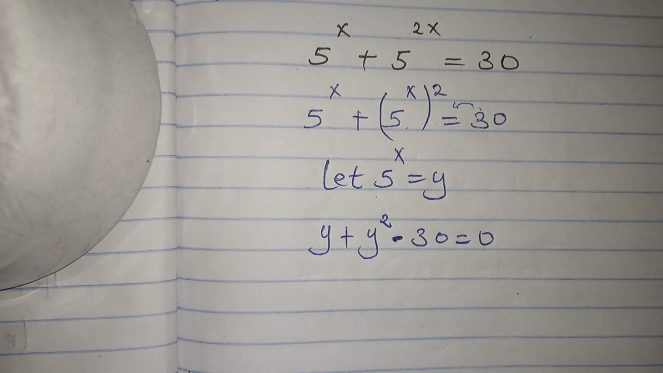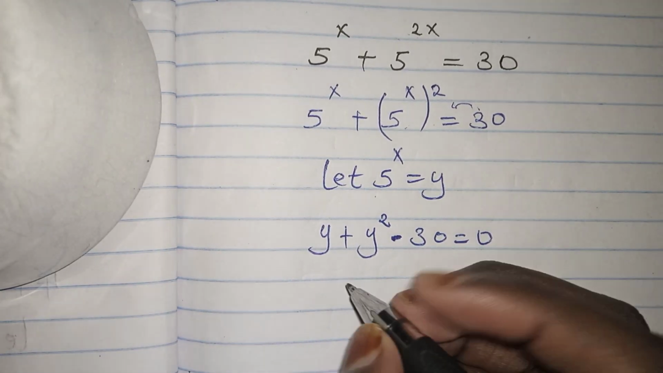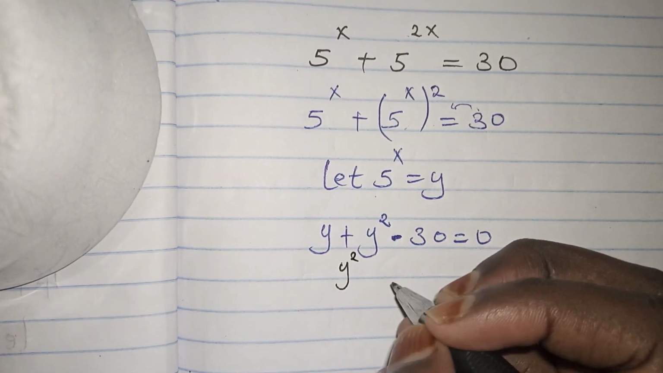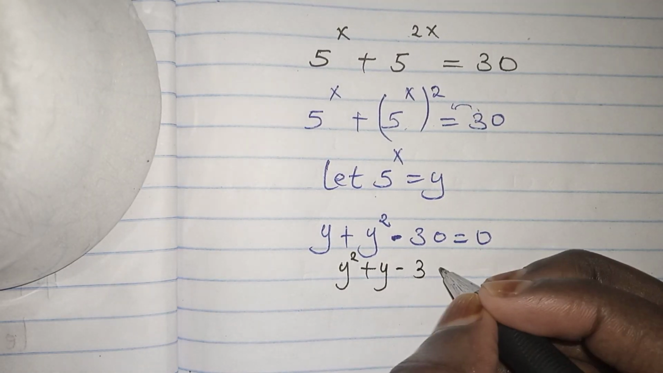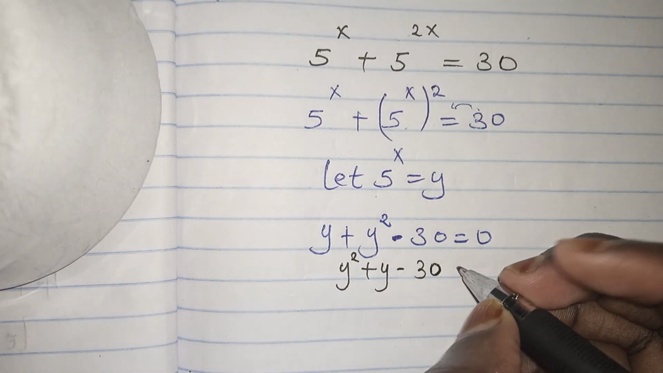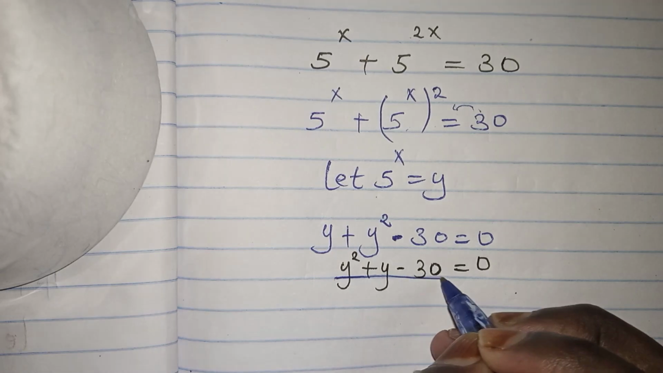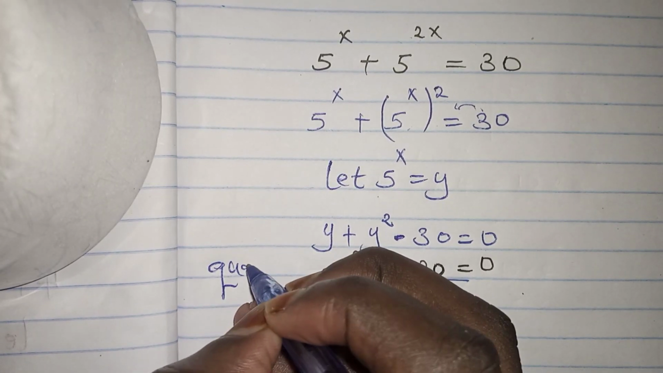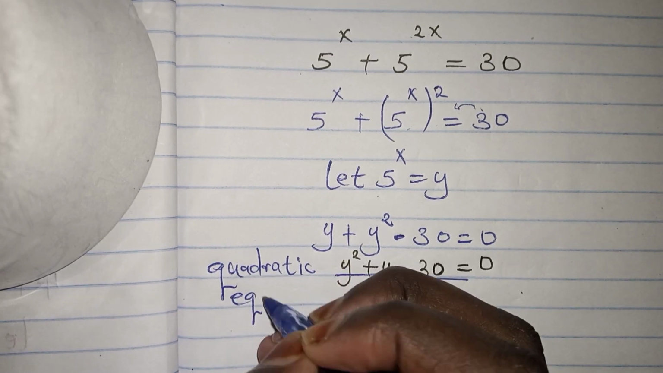You can see this is a quadratic equation and I want us to solve this quadratic equation. So let me rearrange it. y squared plus y, this y here, minus 30 is equal to 0. So this is a quadratic equation.